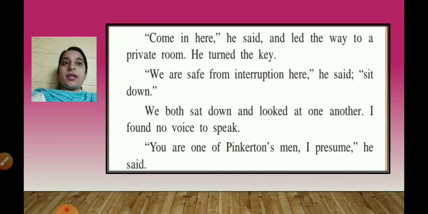Come in here, he said, and led the way to a private room. He turned the key. We are safe from interruption here, he said. Sit down. We both sat down and looked at one another. I found no voice to speak. You are one of Pinkerton's men, I presume, he said.